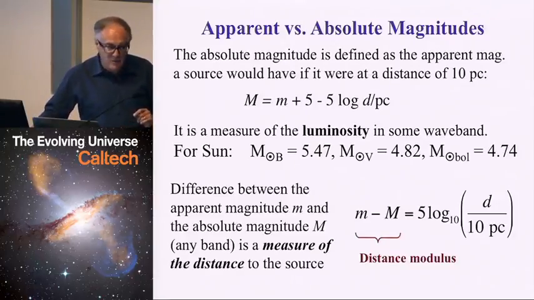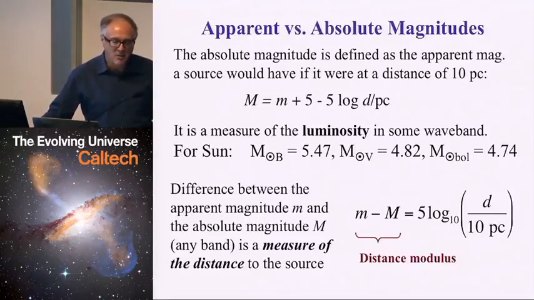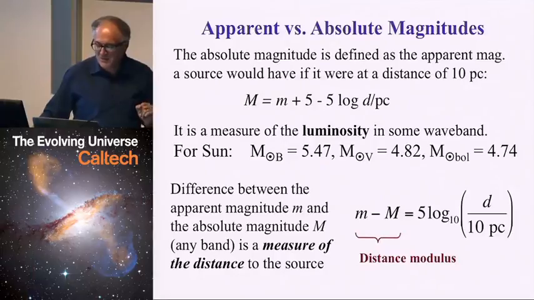So Vega, which is 0th magnitude, I forget how far Vega is, but it's not very different from 10 parsecs. So roughly speaking, how much more luminous is Vega than our sun? Does anybody have a guess? Think about it for 1 minute.